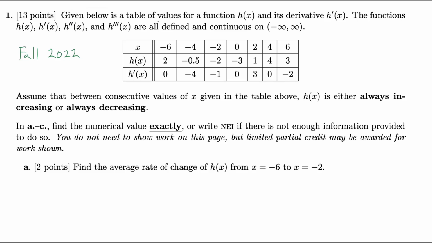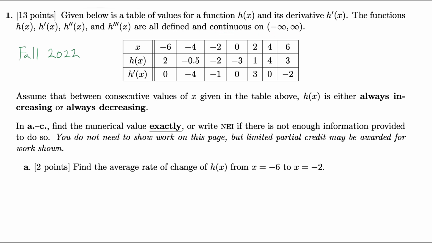Given below is a table of values for a function h of x and its derivative h prime of x. So we see h of x and h prime of x here. The functions h of x, h prime, h double prime, and even the derivative of h double prime, so h triple prime, all of these are defined and continuous on negative infinity to infinity.